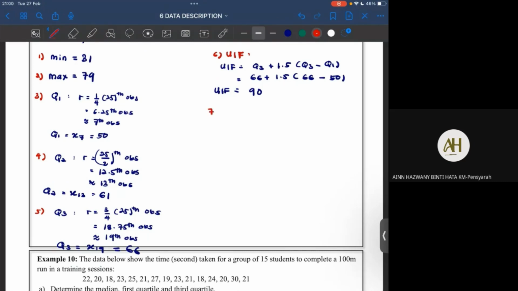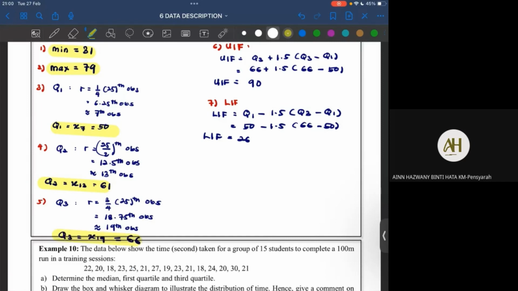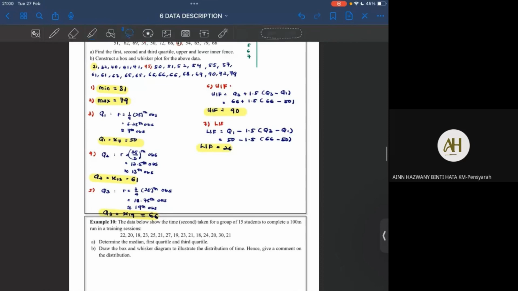Dan yang terakhir sekali ialah lower inner fence. So the formula for lower inner fence, lower inner fence di hujung sebelah kiri data. So Q1 yang pertama, tapi kena tolak dengan 1.5 multiply by interquartile range kita. So Q1 is 50 minus 1.5, 66 minus 50. So we have 26. Lower inner fence. So there you go. 7 benda yang kita perlukan untuk lukis kita punya box and whisker plot. Okay, belum lukis lagi, baru cari nilainya. So we have minimum, maximum, Q1, Q2, Q3, upper inner fence, lower inner fence. So 7 benda ni akan kita letakkan di kita punya box and whisker plot.